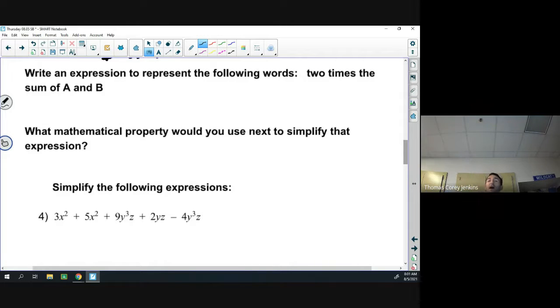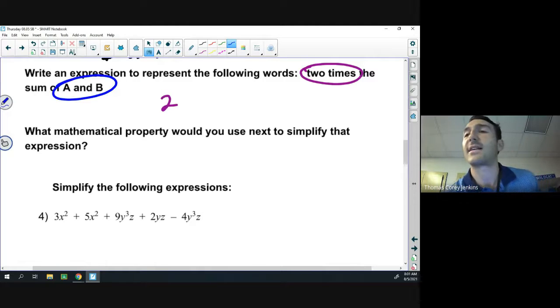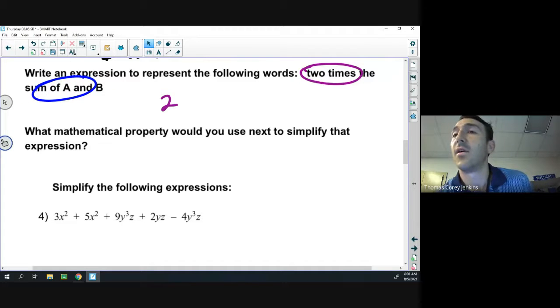Okay, so let's go ahead and do this first one together. Write an expression to represent the following words: 2 times the sum of A and B. All right, so 2 times the sum of A and B. So that would just be obviously 2 times, just 2 as kind of a coefficient, and then the sum of A and B, that's just A and B added together, sum of A and B.